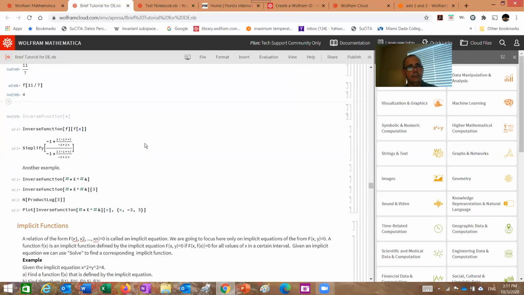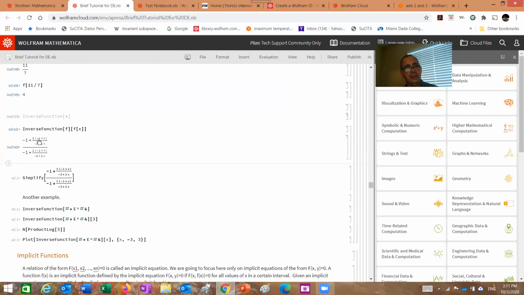Now, if you want to find the composite function of the inverse function of F with F, you can do it like this. You evaluate F at X and then the inverse function at F of X. What do you get? Well, let's see. You get this expression, but of course, if they are inverses of each other, this expression must reduce to X. In this case, they are not giving you the final value.